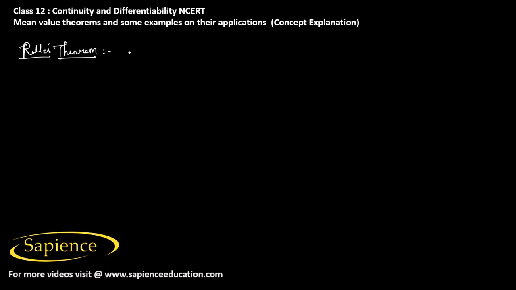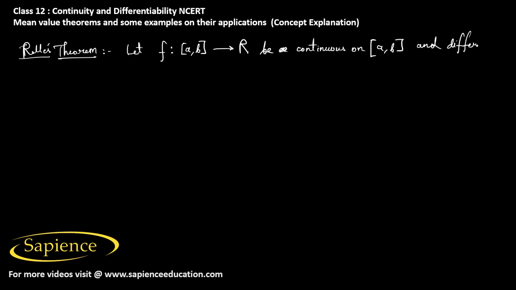Rolle's theorem states that let f be a function which maps from a to b to R, where R is the set of all real numbers. Let f be continuous on the closed interval a to b, and it is differentiable on the open interval a to b, such that the value of the function at a is equal to the value of the function at b.